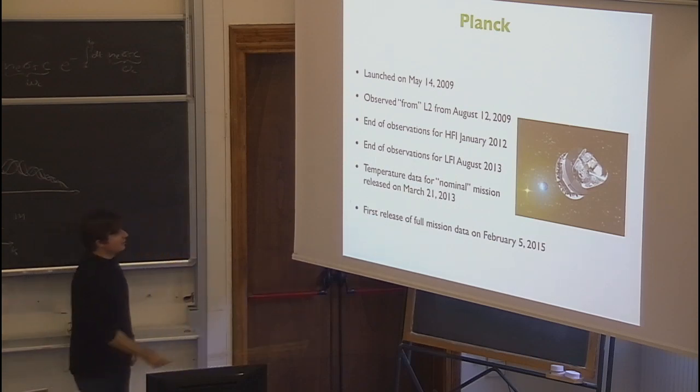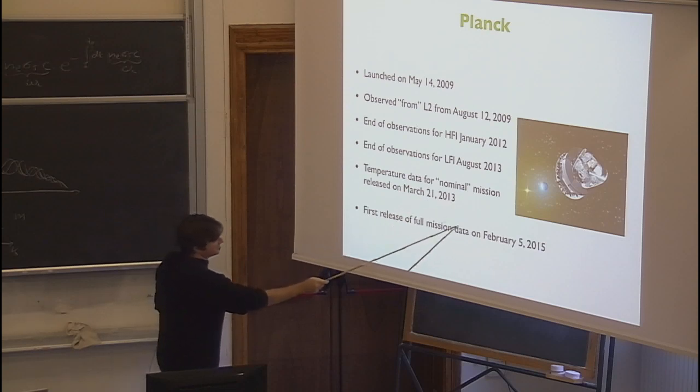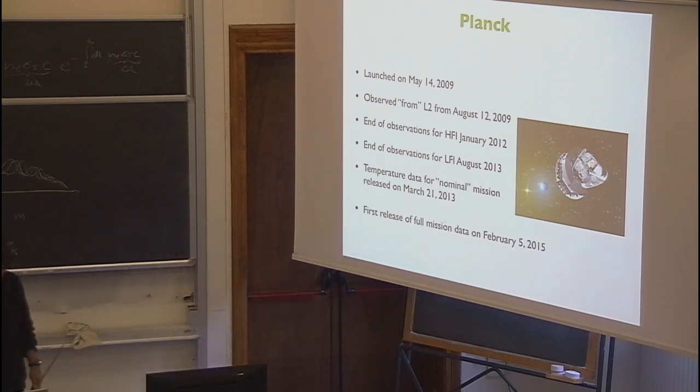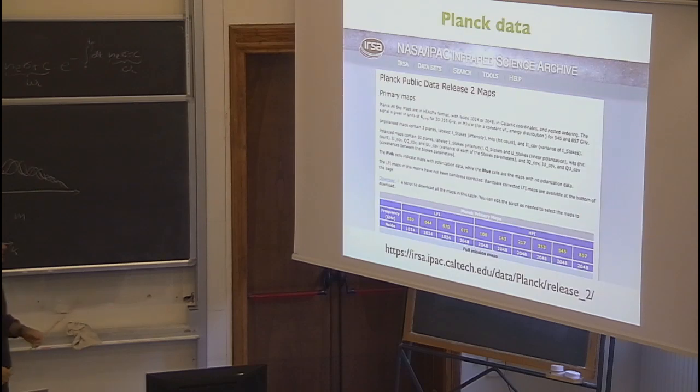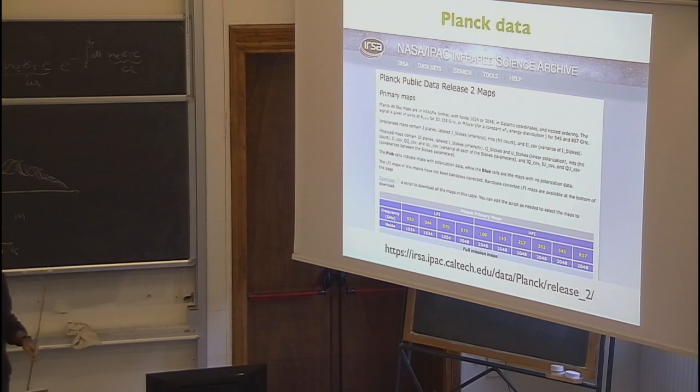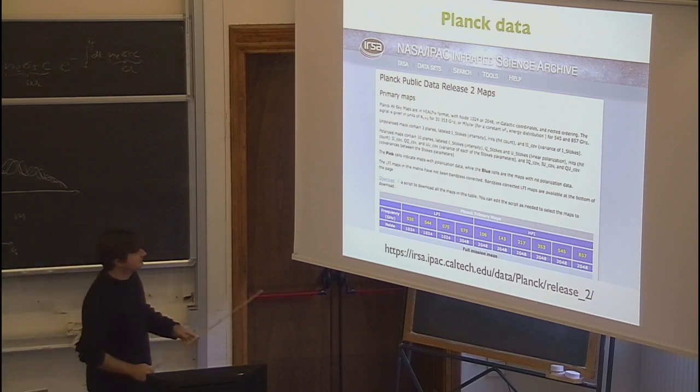The nominal mission data was released in 2013 and the full mission data in 2015, and there was just another release of the data. There isn't yet everything out for the third release, so I'm showing you the second one, but eventually there will also be everything for the third release. The maps by now are out on the Planck Legacy Archive, but things like the likelihood aren't yet out. So it's still actively ongoing.